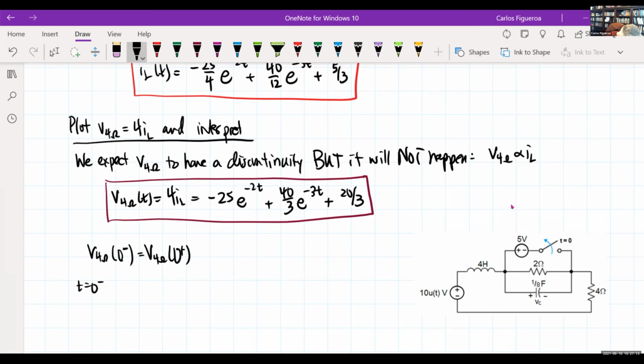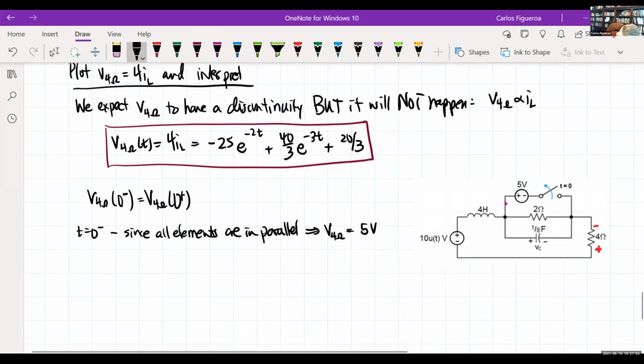So since all elements are in parallel, the voltage across the 4 ohm resistor should be 5 volts. I'm saying here that this polarity is plus, that's minus. Note that this polarity is going to be different than when we have that 10 volt source in here. Let's go look at the solution here.